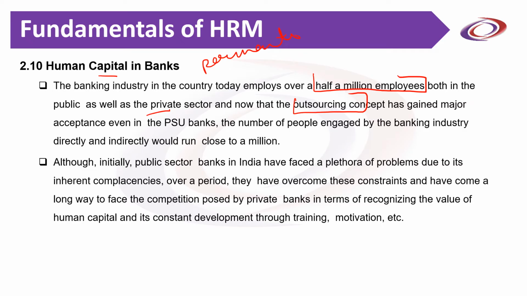Now, the number of people that are engaged by the banking industry directly and indirectly would run close to 1 million. Directly are the ones that are recruited as permanent members, and outsourcing is done for various areas such as credit card business, then loan recovery, sales and marketing, etc. So outsourcing also involves indirect recruitment of individuals.